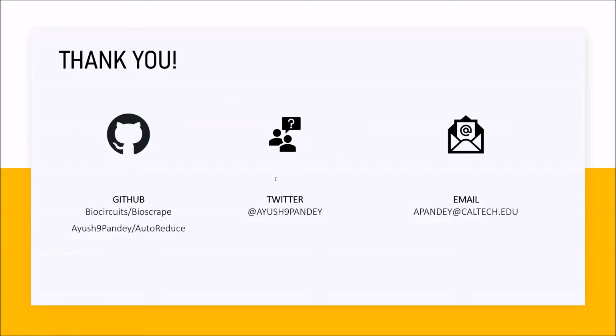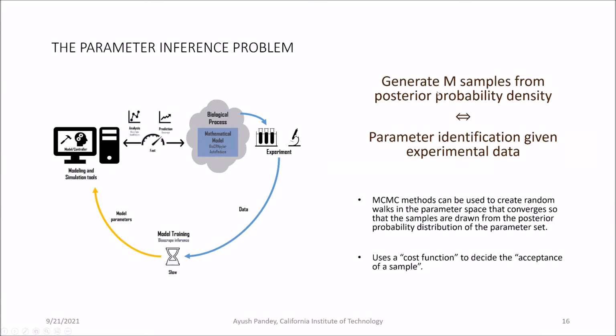Sampling parameters and cost function minimization equals parameter inference. That's exactly correct. Yes. So, right here, generating M samples from the posterior probability distribution. That is all we need to say that we have a parameter identification using Bayesian inference given the experiment data. Because we're minimizing that cost function and then running these sample chains for any number of steps. And then if it has converged, you can just sample from it.